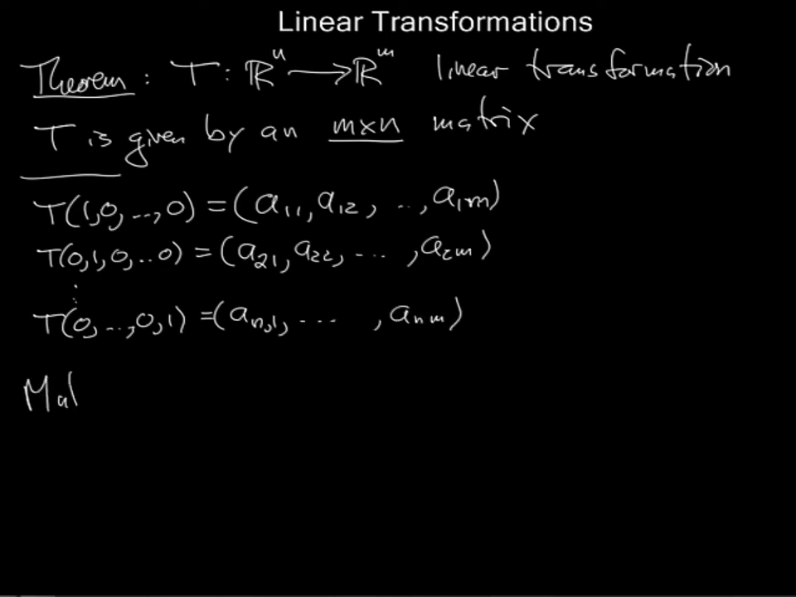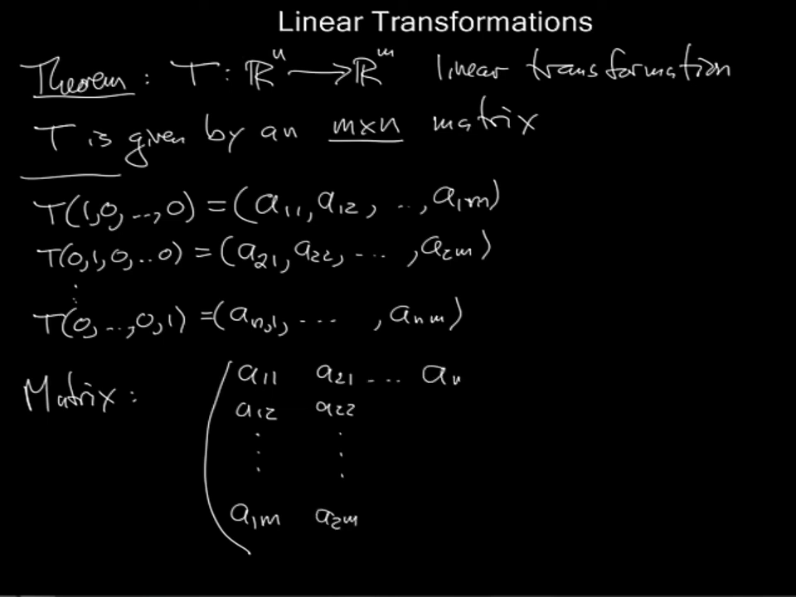And then the matrix of this linear transformation is you take these aij's, and you put them in a matrix as follows. And this is an m by n matrix.